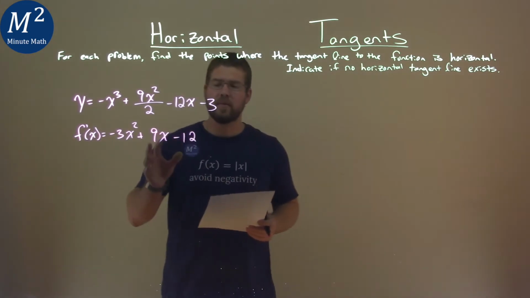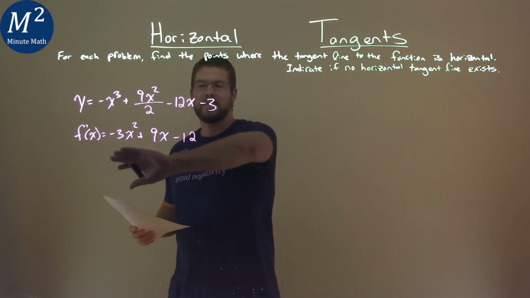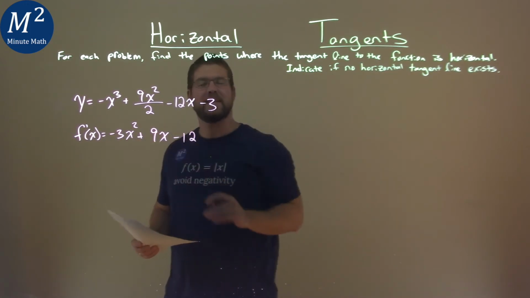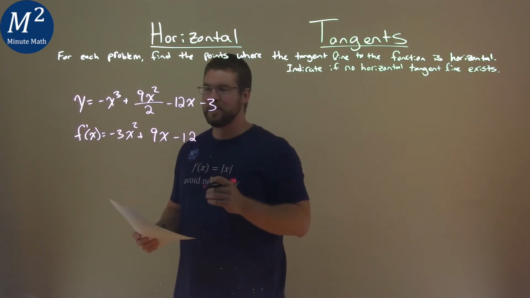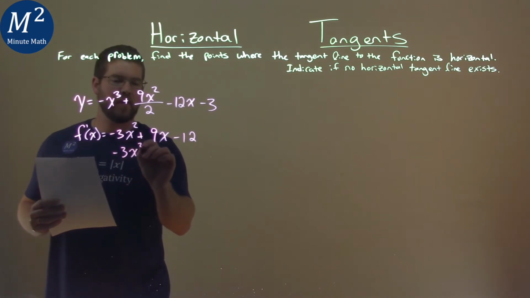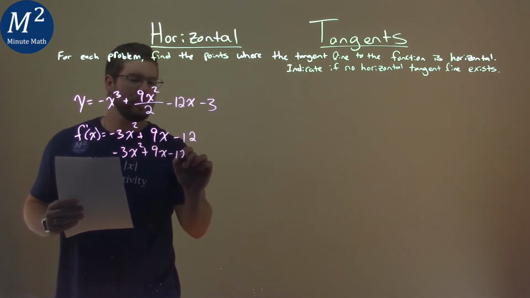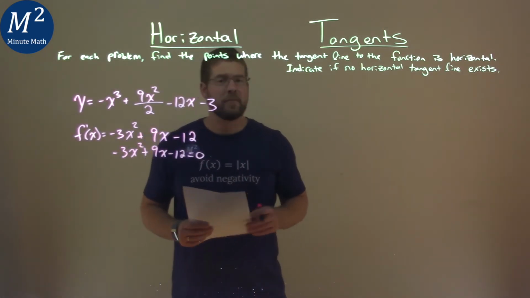Now once we've found that derivative, the derivative is the slope of the tangent line, and we have to see where it's horizontal, aka equal to 0. And so what we do is we set this whole thing, negative 3x squared plus 9x minus 12, equal to 0. Now, there's a good old quadratic formula that can help you there.